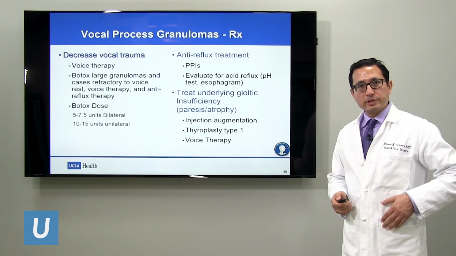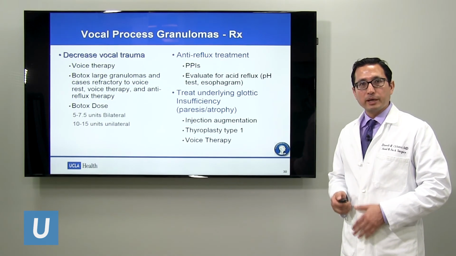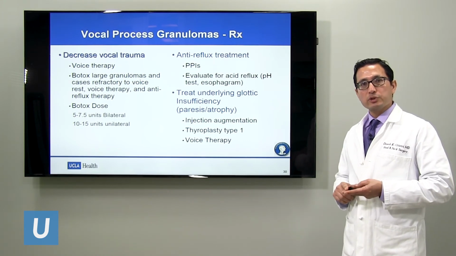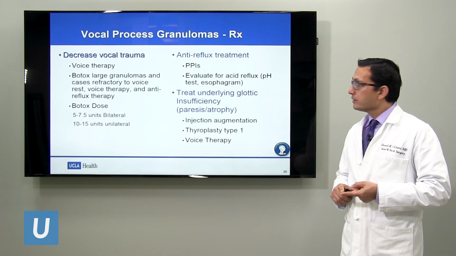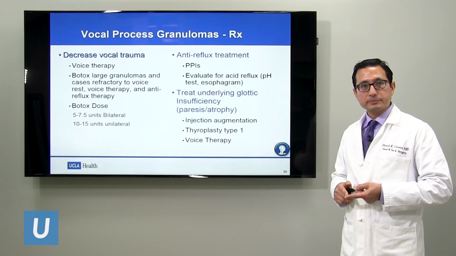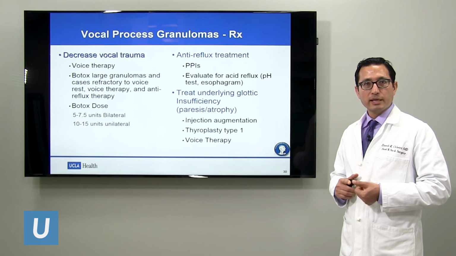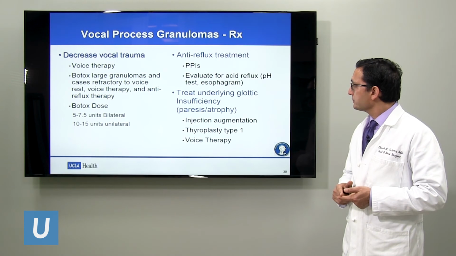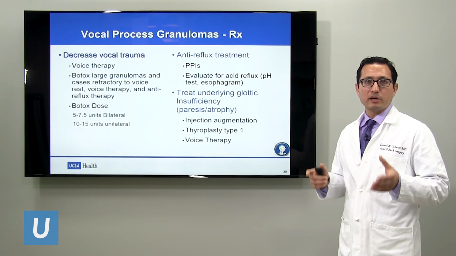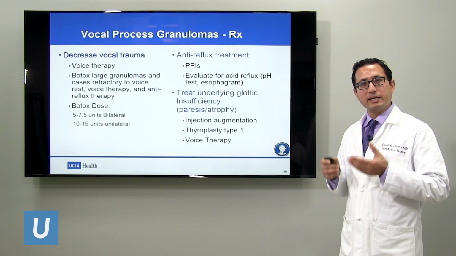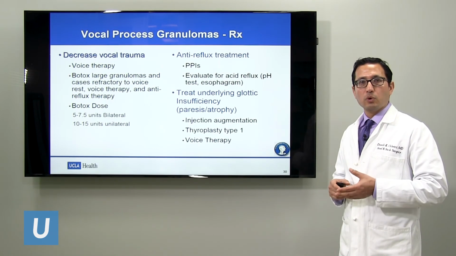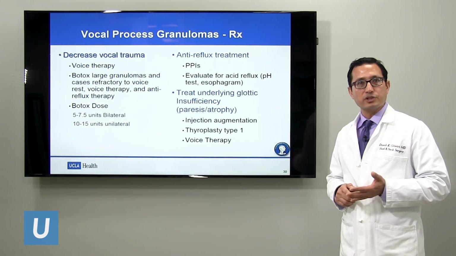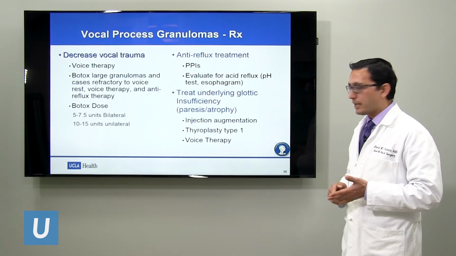So vocal process granulomas can be treated primarily by decreasing vocal trauma. This is done with voice therapy or Botox injection. We also make sure that we treat for reflux using proton pump inhibitor therapy. Occasionally we have to send patients for testing for laryngopharyngeal reflux or gastroesophageal reflux disease. And then finally, we want to treat the underlying glottic insufficiency, meaning that we want to treat any underlying vocal fold weakness or atrophy. And this can be done with a variety of techniques, including injection augmentation, type 1 thyroplasty, or voice therapy.